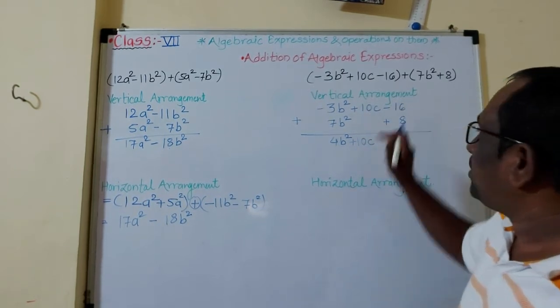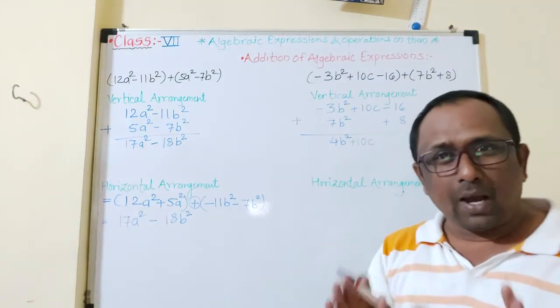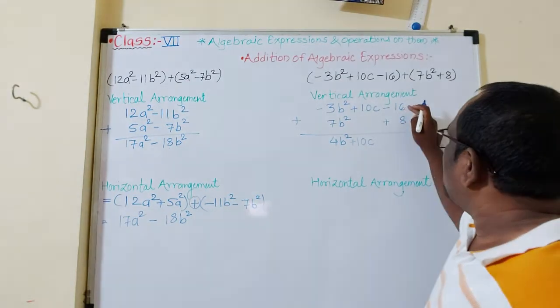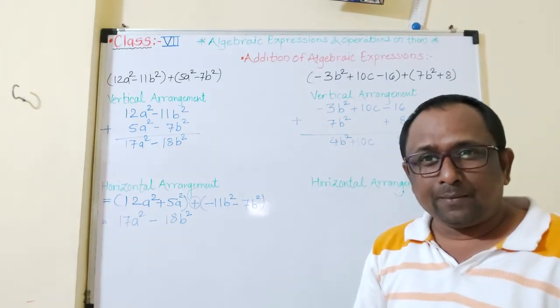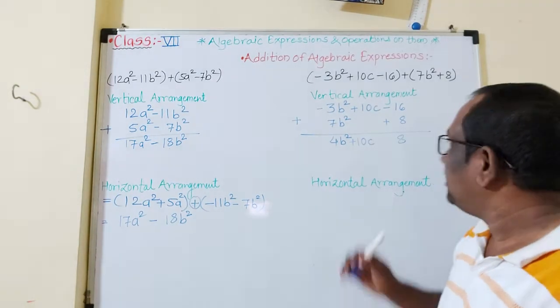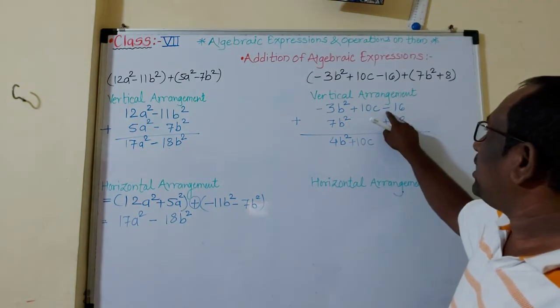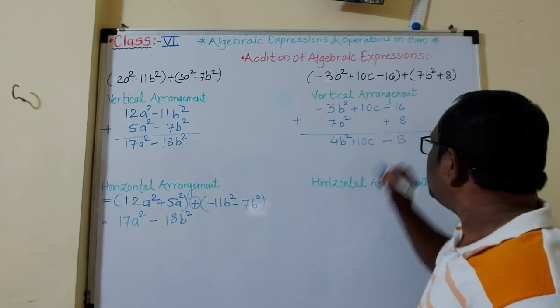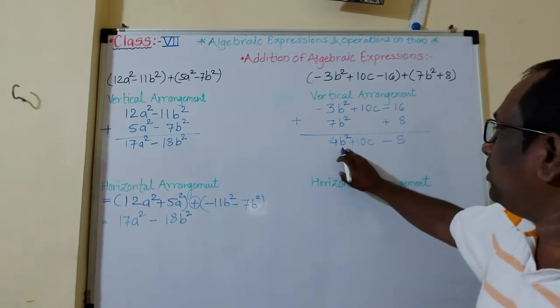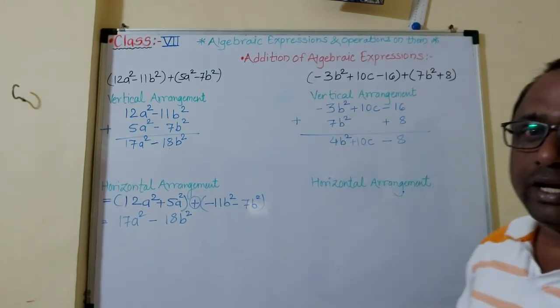Now here minus plus, minus plus minus. Okay, so 16 minus 8, 8. But the bigger number's sign. Here 16 having minus sign, it is the bigger number. So we have to give the bigger number's sign, that is minus. So we got the answer 4b square plus 10c minus 8.